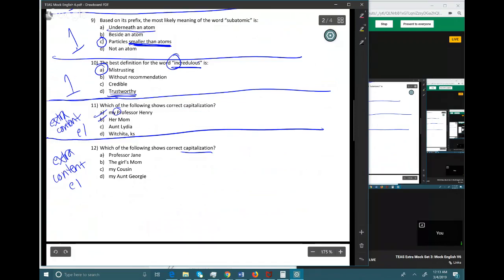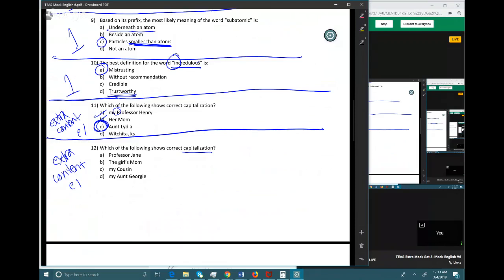Aunt Lydia is an example of what I've been talking about. It doesn't say my Aunt Lydia or her Aunt Lydia. It says Aunt Lydia. You're bringing aunt into her name. That entire thing, Aunt Lydia, is her name. That is correct in capitalization because you would capitalize both parts, just like you would capitalize a first and last name, Emily Smith.